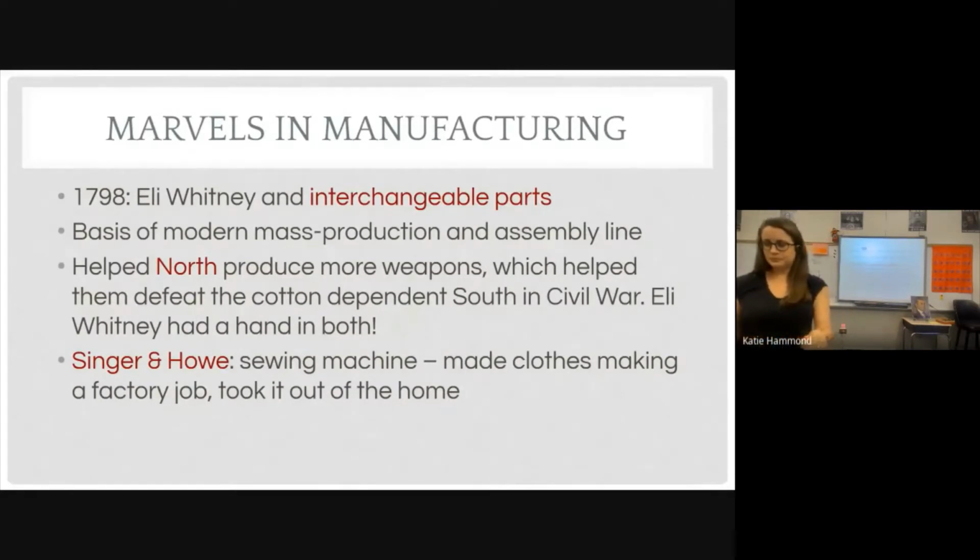Okay. All right, what is the next one? John Deere? Okay. So what is the technological advancement John Deere created? It's called the steel-tipped plow. Okay, and basically it tilled the land.